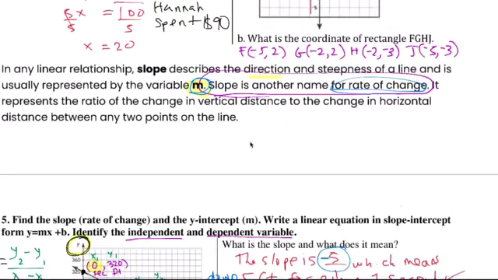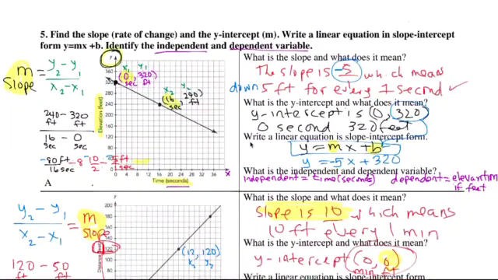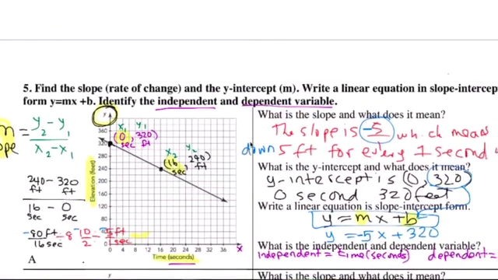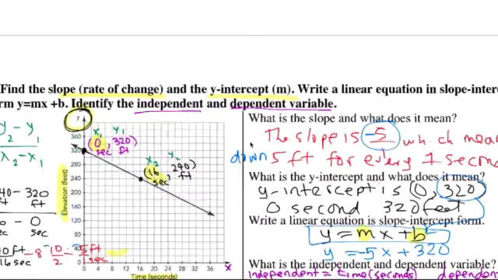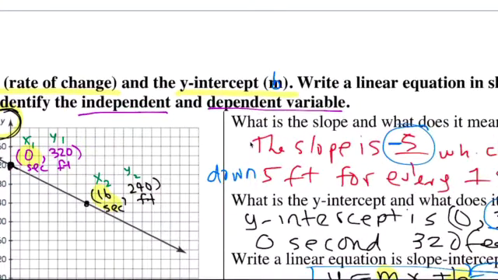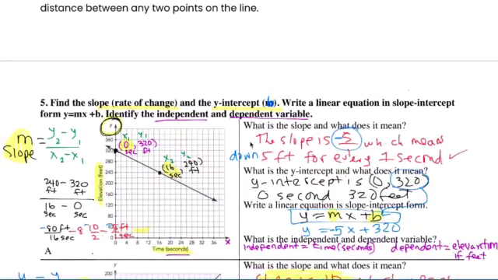It describes the direction and steepness of a line. So we use the word slope all the time now. Then this is number 5A. You're finding the rate of change and y-intercept. B is the y-intercept, b. It should be b, right? A linear equation in slope-intercept form.